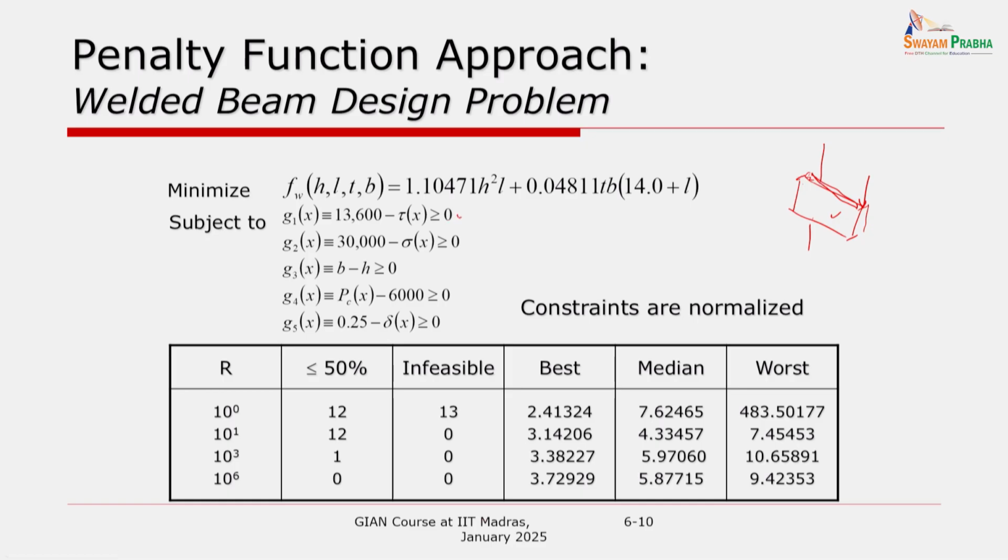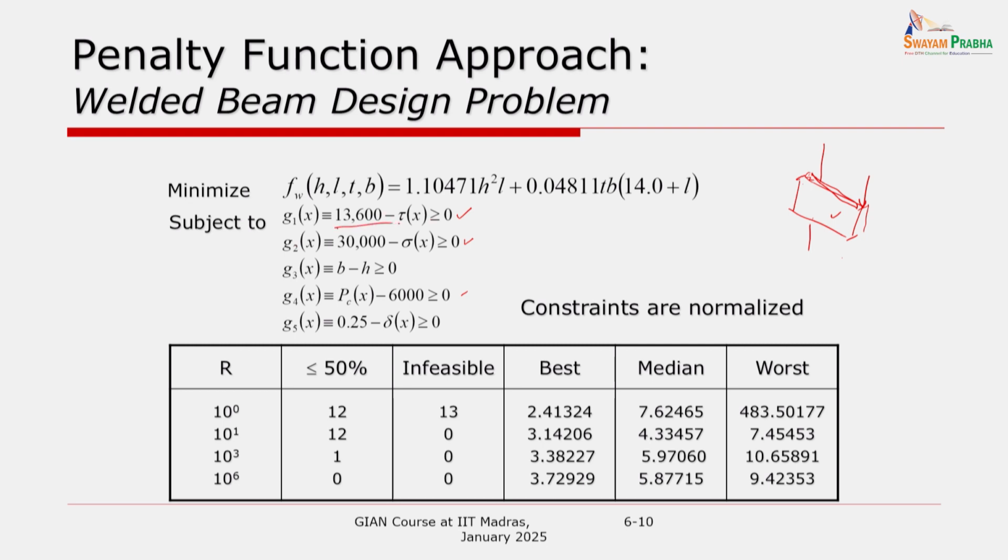Here is the stress constraint for shear stress. Here is the normal stress. Here is some kind of geometry relationship. Here is the buckling of this end, and here is the deflection of this end. So everything is restricted so that when you solve this problem, you have an x vector, which is H, L, T, B, that's acceptable. So I normalize each of them.